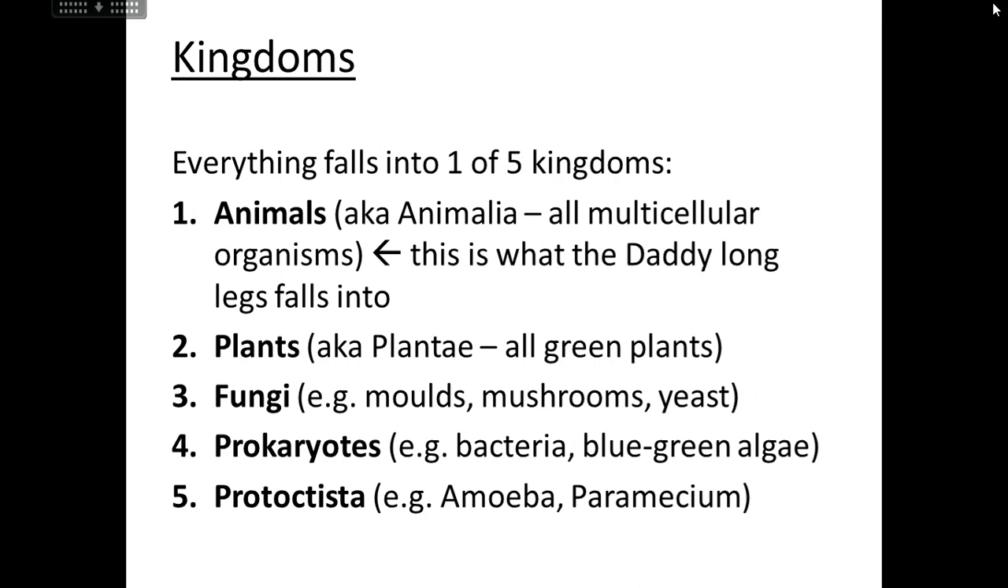I kind of call that my dump group, if you like. It's the one where, if it doesn't really fit into any of the previous 4, it gets popped into that last group there. So things like amoeba or paramecium. Some of you maybe looked at amoeba under the microscope when you were in year 7.